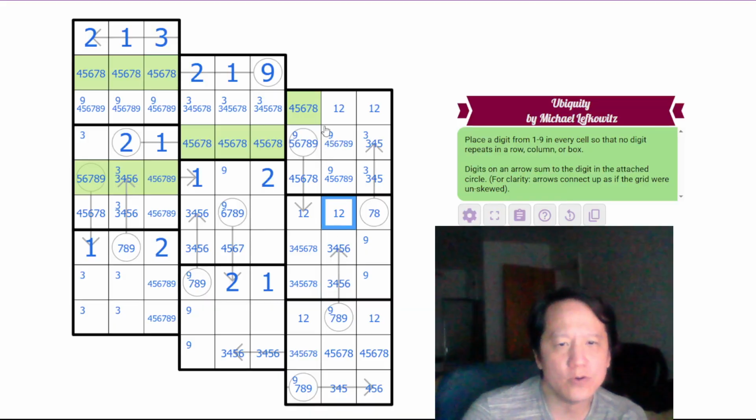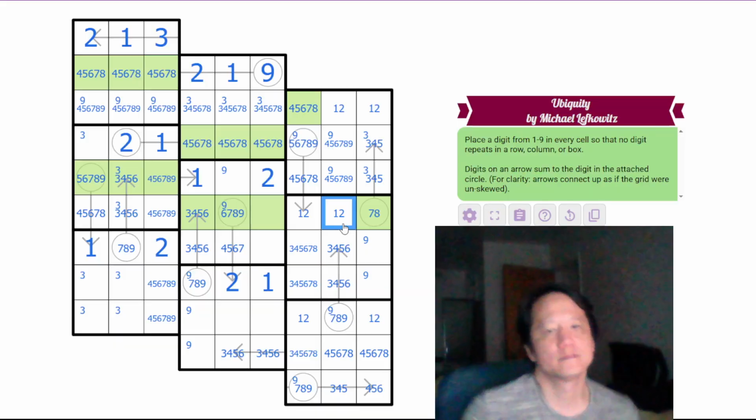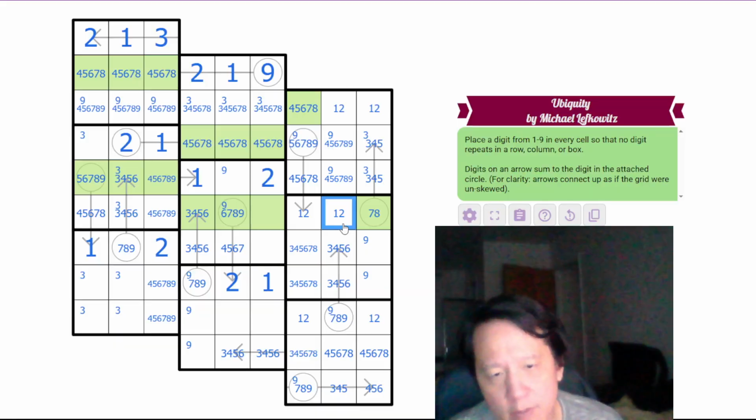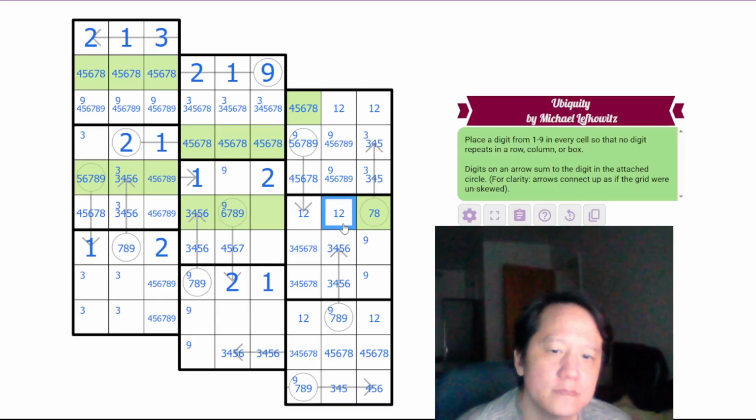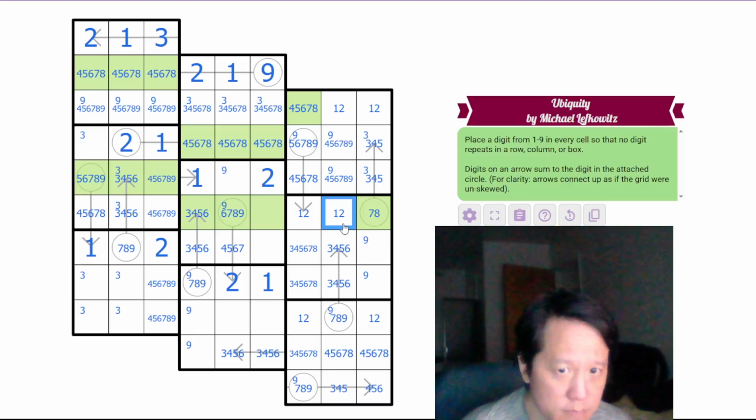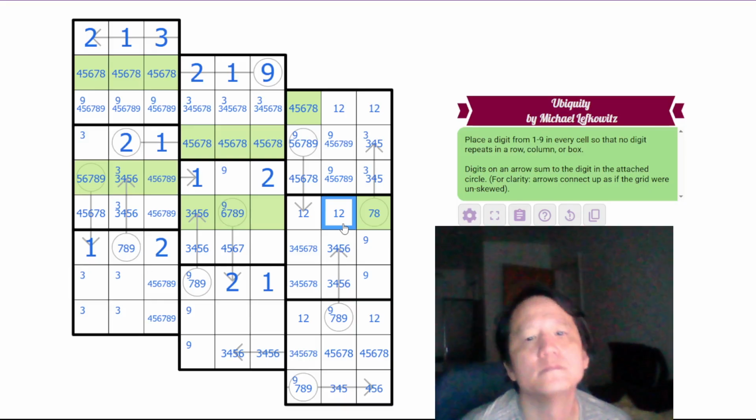In row 6, it cannot be either of these 2. Can't be any of these, but it could be any of these 4 digits here. So that's not too helpful. Does that tell us anything? Not particularly.